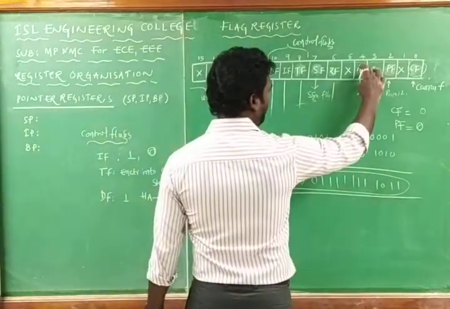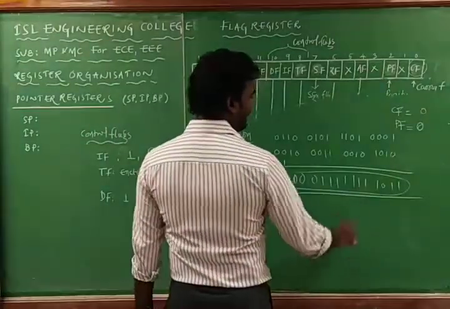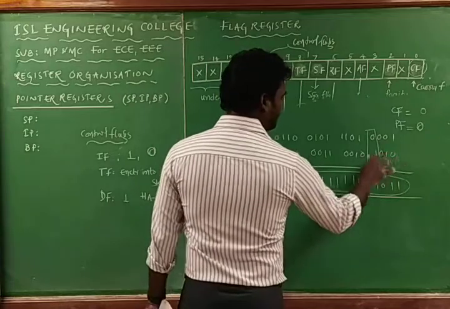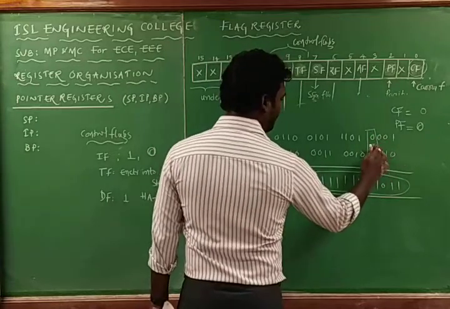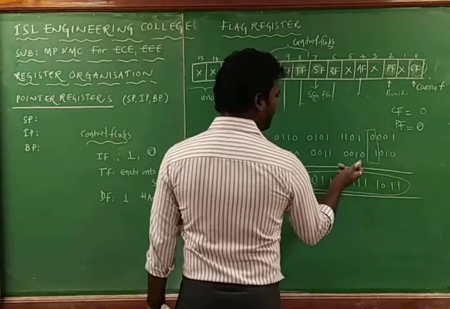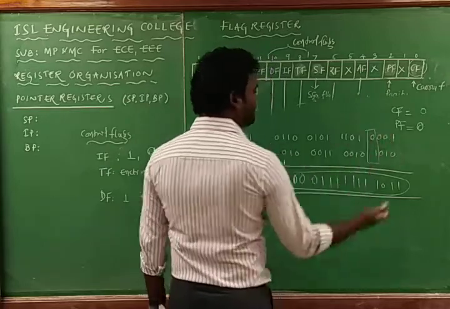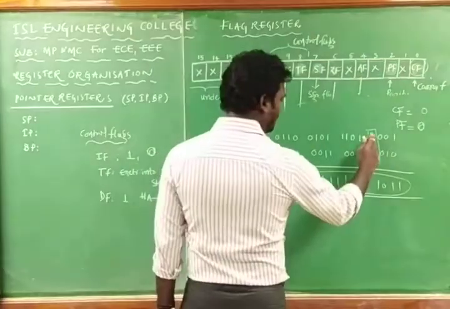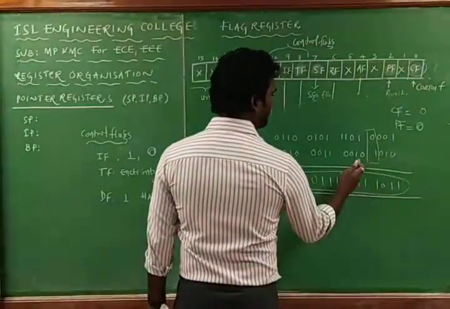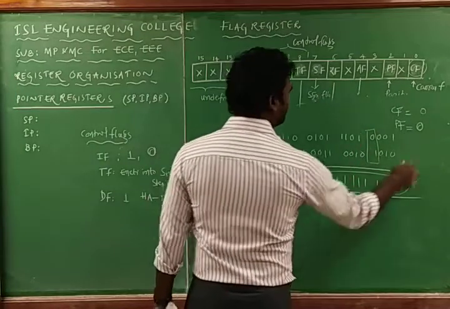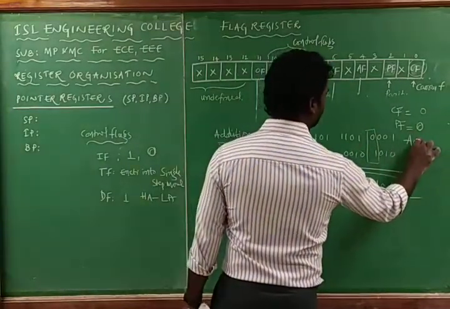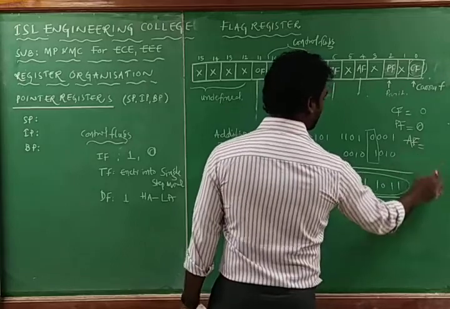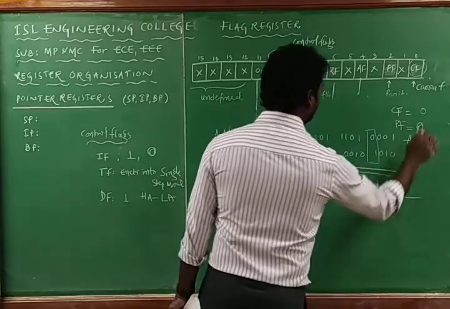Then the auxiliary carry is about B3. If the addition of the two B3 numbers gives a carry to B4, then it will be set to 1, otherwise it is reset to 0. Here, 0 plus 1 is 1 only, it is not giving any carry to B4. So the auxiliary carry flag is also 0.